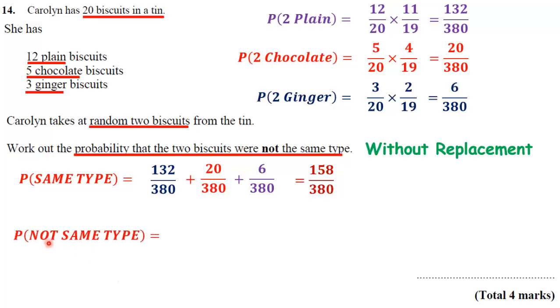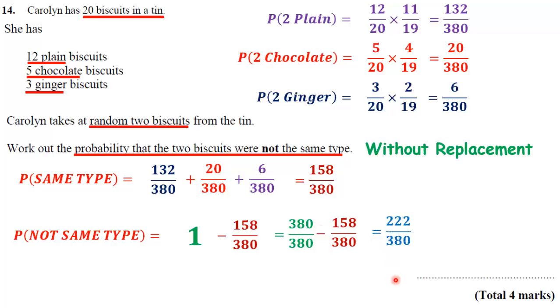The probability that they're not the same type is going to be 1 take away 158 over 380. Now how do you do that? Very, very simply. 1 is 380 over 380, so that's the same as 380 over 380 take away 158 over 380. When adding, the denominators were the same so we added the numerators. Here we're subtracting fractions with the same denominators, so we just subtract the numerators. 380 take away 158 is going to be 222 over 380.